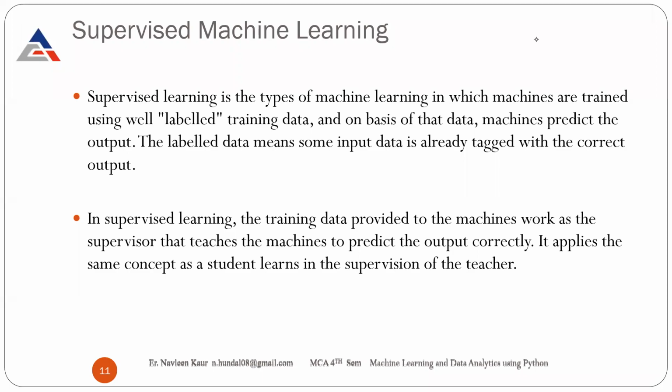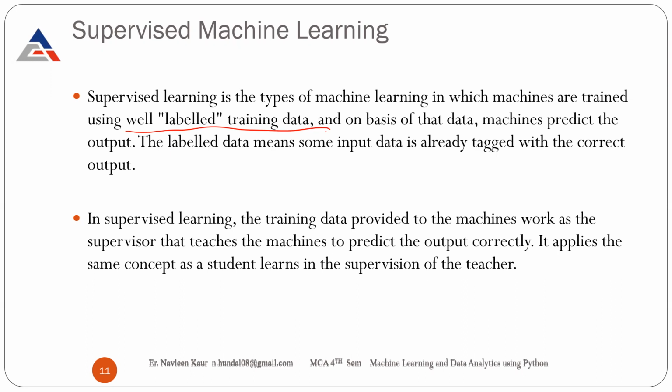So now we will discuss supervised machine learning again in more detail. As I told you, in supervised learning, you provide your machine with labeled data, right? The labels are already available, that this is the price, this is the area of the houses. It means the machines are trained with well labeled training data, and on the basis of that data the machine predicts the output.